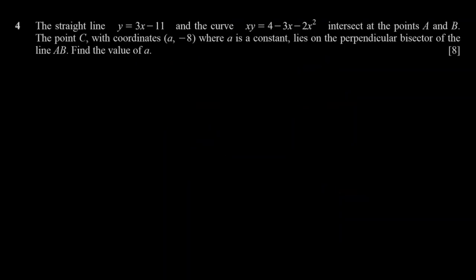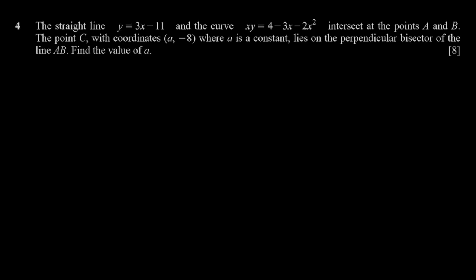Okay, here we are in question 4. We've got the straight line y equals 3x minus 11, and this curve here. They intersect at the points A and B. The point C with coordinates (a, negative 8), where a is a constant, lies on the perpendicular bisector of the line AB. Find the value of a.